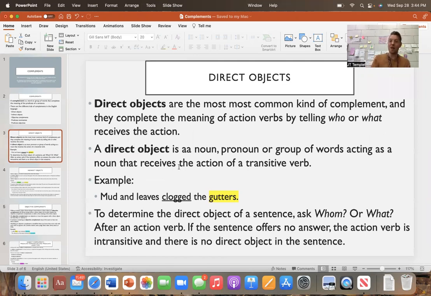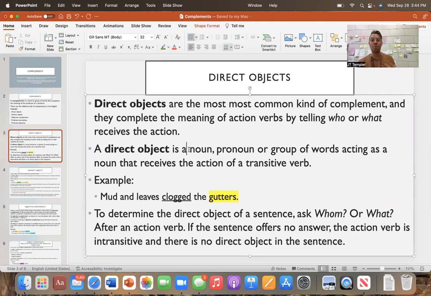Direct objects are the most common kind of complement, and they complete the meaning of action verbs by telling who or what receives the action. And so a direct object is a noun, pronoun, or group of words acting as a noun that receives the action of a transitive verb. So for instance, in "mud and leaves clogged the gutters," mud and leaves is our subject, right? Mud and leaves are both our combined subject. What did they do? They clogged. Who or what did they clog?